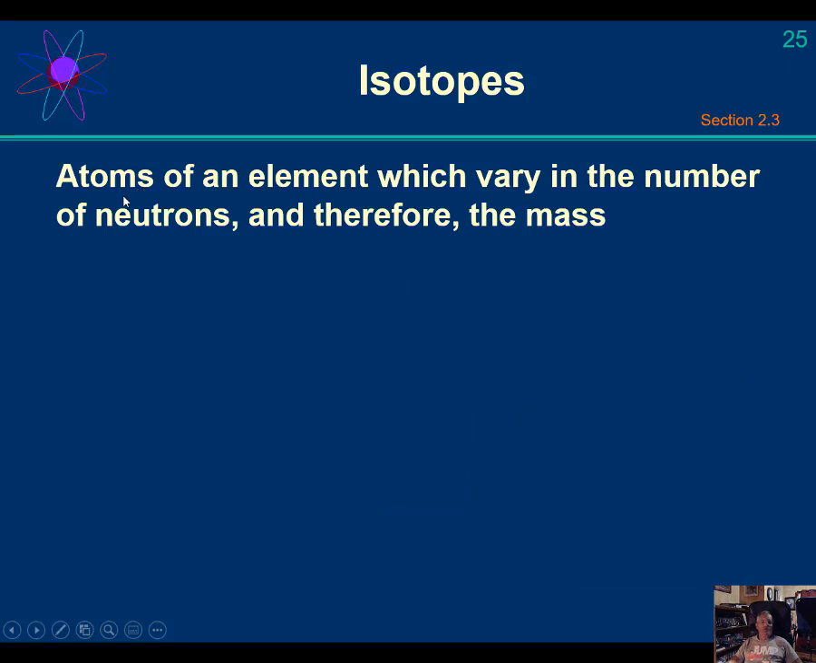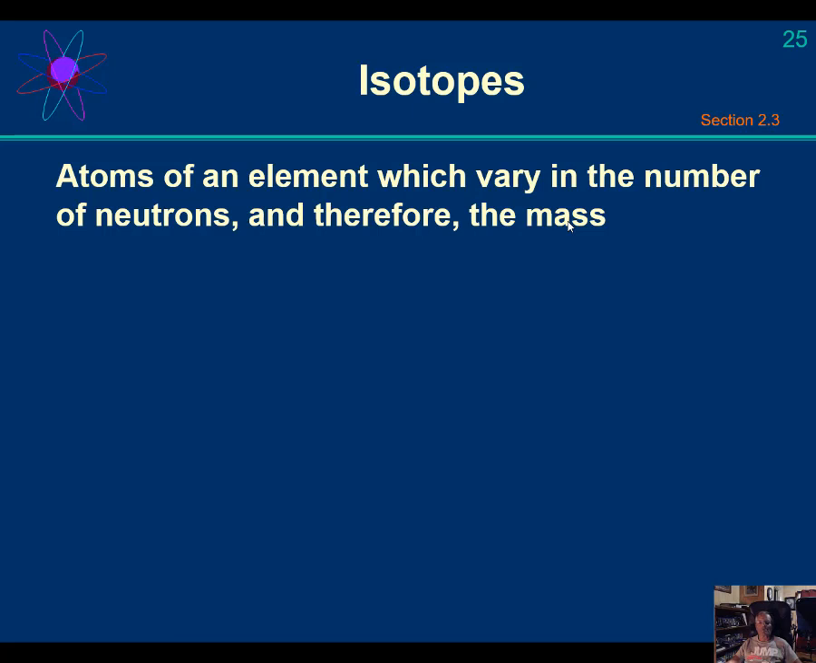Isotopes, which I have talked about a little bit, are atoms of an element which vary in the number of neutrons, and therefore the mass. If you go back to the lecture on John Dalton's 4 postulates, depending on how you write them, 4 or 5 postulates, the second postulate describes atoms of a particular element having the same properties, including mass, and that we determined was incorrect, and I said that's because isotopes have different numbers of neutrons.